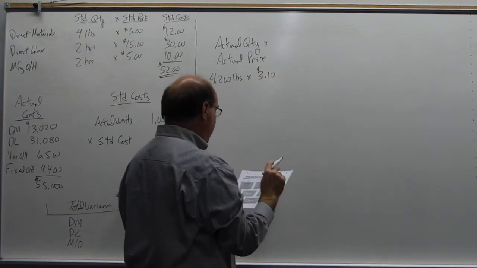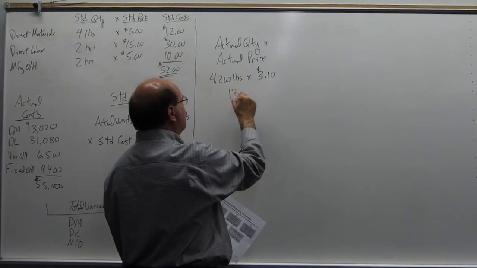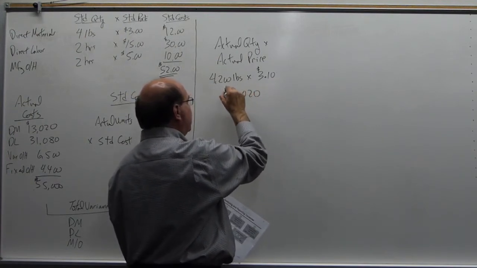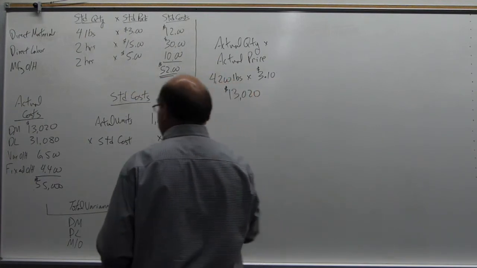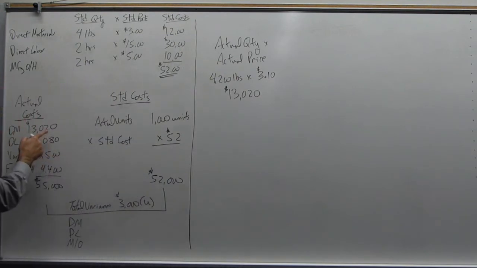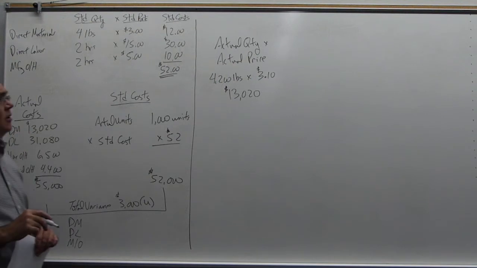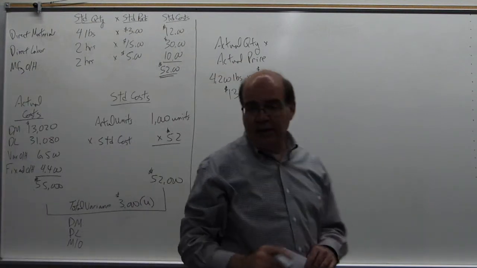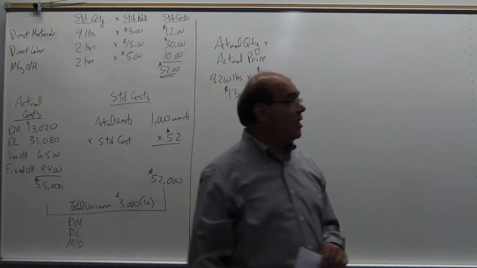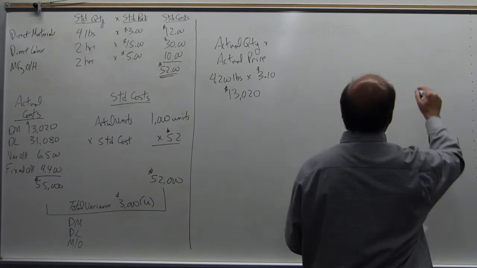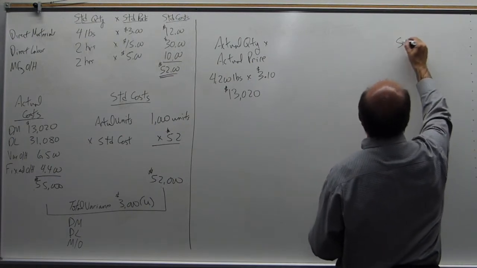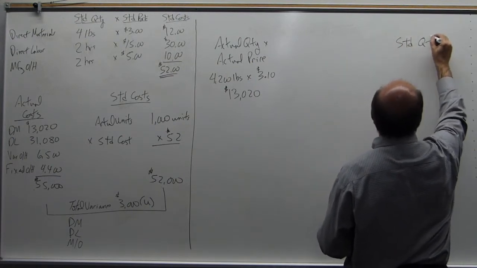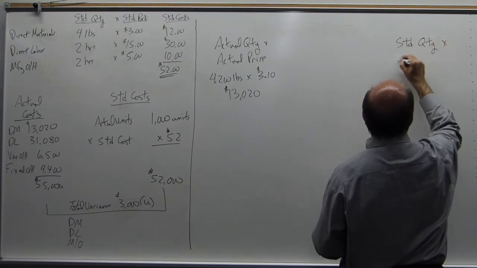If I multiply that out, that gives me $13,020, which is exactly what we have over here for our actual cost, because that's what I actually spent. That information came off the job cost sheet. Alright, so that's how much I spent. How much should I have spent? Well, that's where we look at the standards: the standard quantity times the standard price.